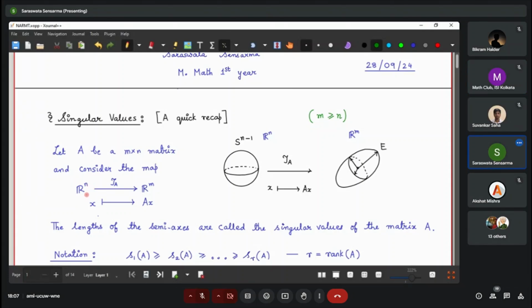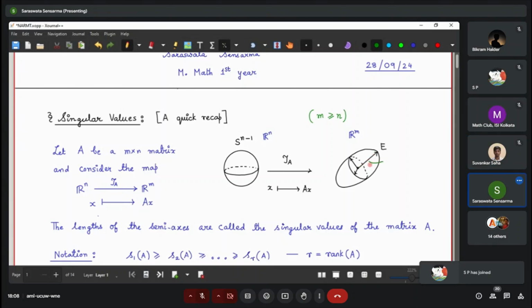So you have a map from Rn to Rm, which is just multiplication by A. And what happens is, if you look at the unit ball in Rn, which we will denote by S^(n-1), that goes to an ellipsoid. An ellipsoid is basically a generalization of an ellipse with these directions. And the singular values are precisely the lengths of these semi-axes. This is, say in this case, the largest singular value, and this is maybe the smallest one.